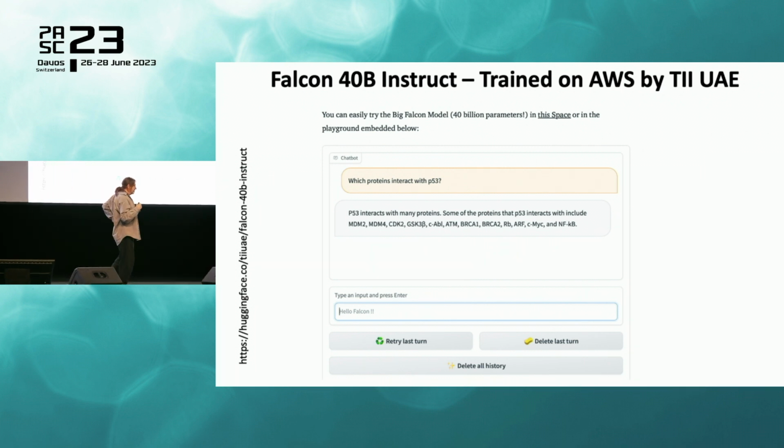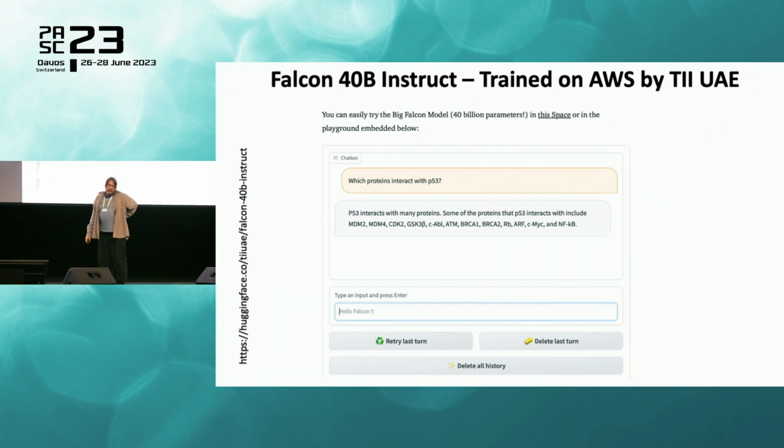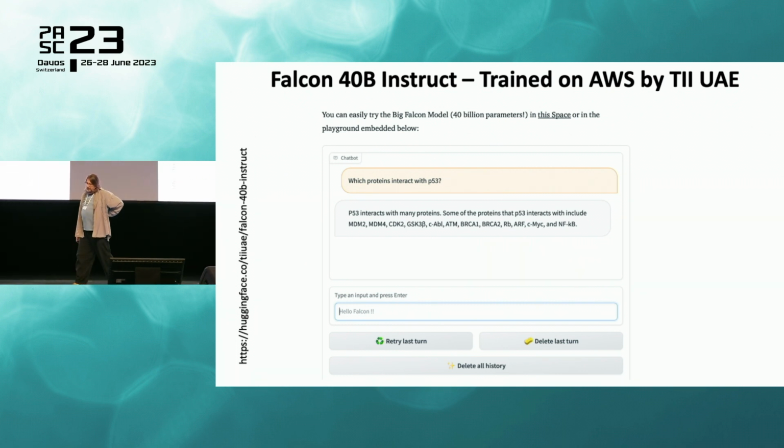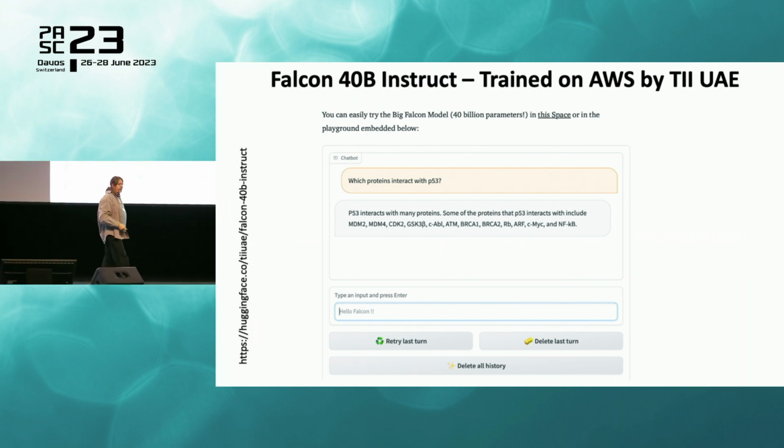So this was trained on AWS from Abu Dhabi. It was a product of the Technology Innovation Institute. It was trained on 384 GPUs over about 40 days, I think. Here is one of the standard questions I use for evaluating this. I ask it, which proteins interact with P53? P53 is an oncogene. It's a gene that helps repair DNA damage and prevents cancer. And of course, early open source models had no idea how to answer this question. This one actually does pretty good. This is completely open. You can download it. In fact, I have it running on my laptop.